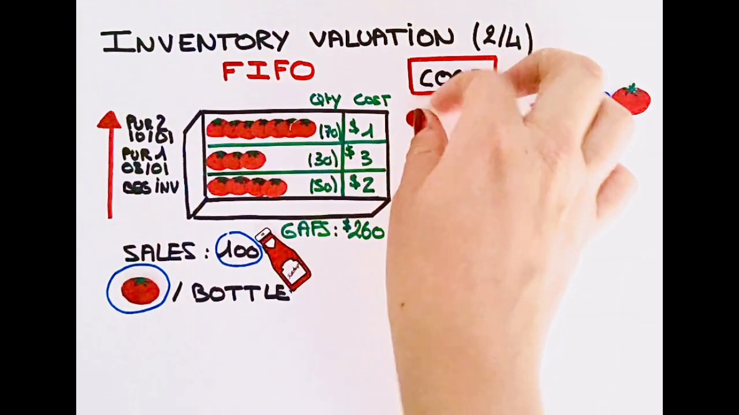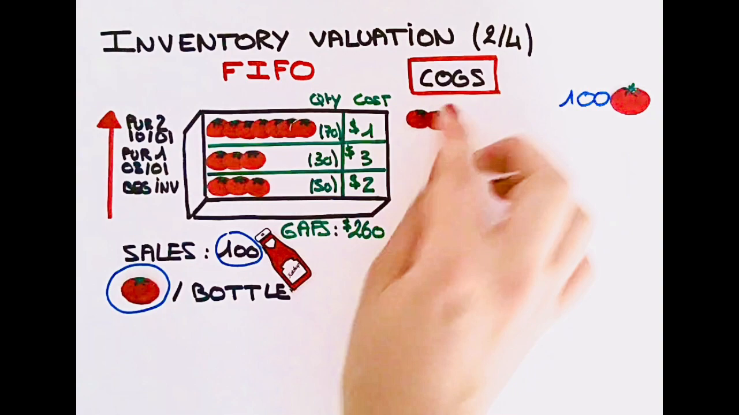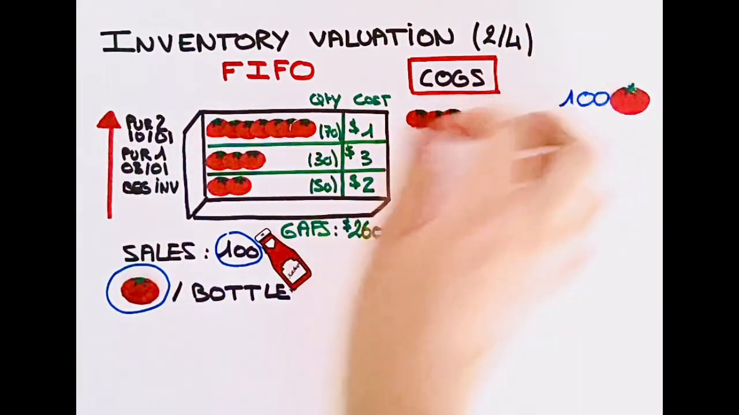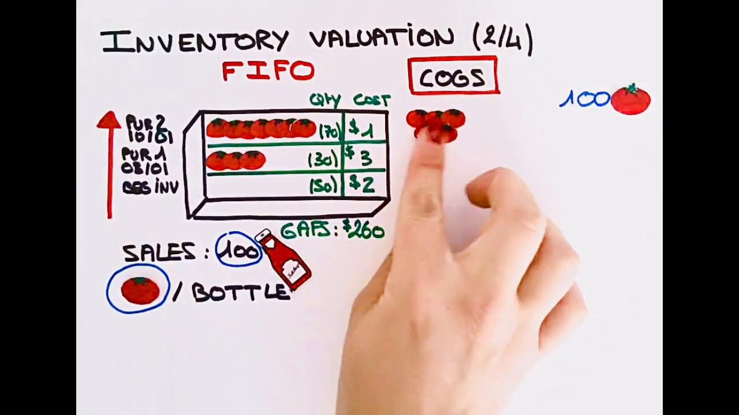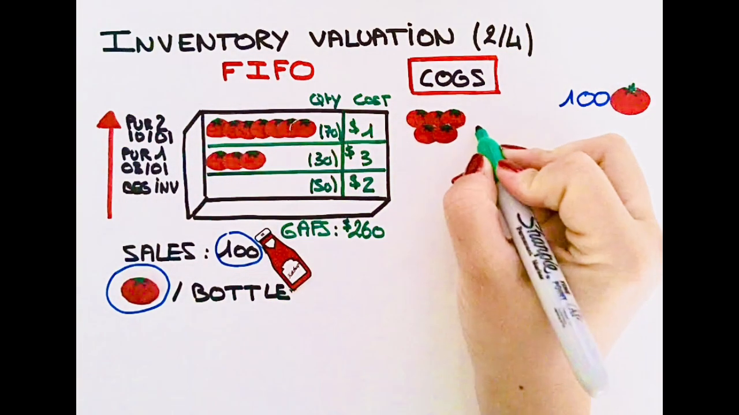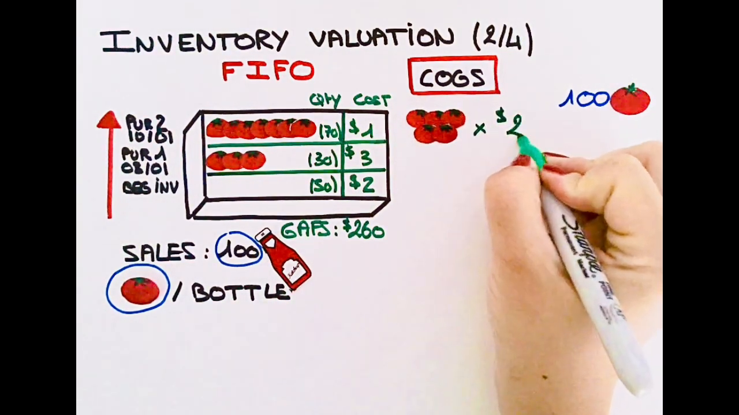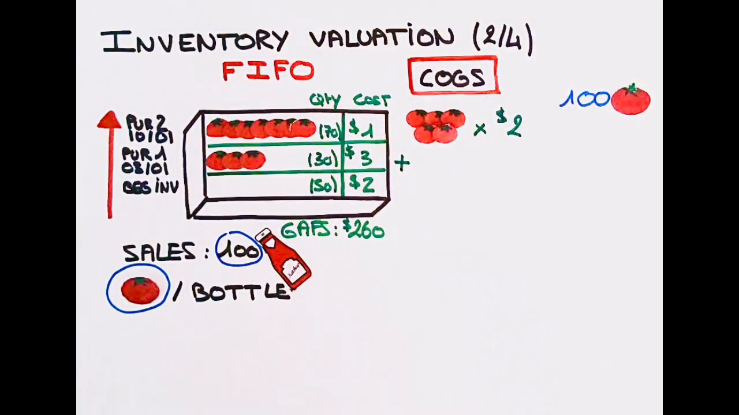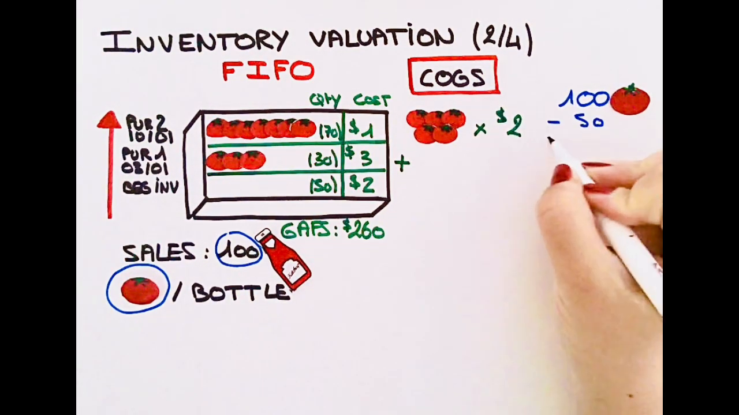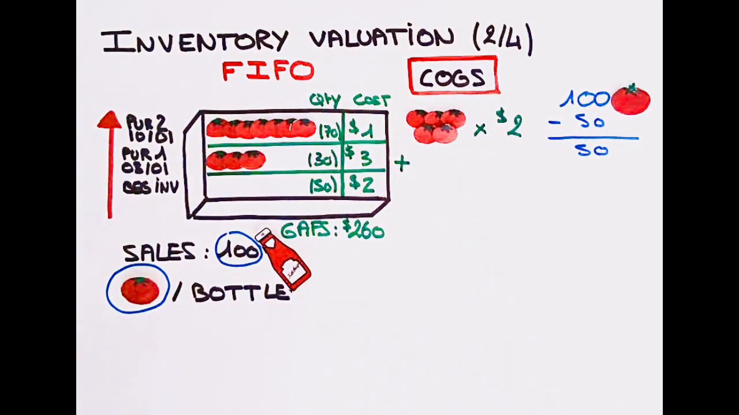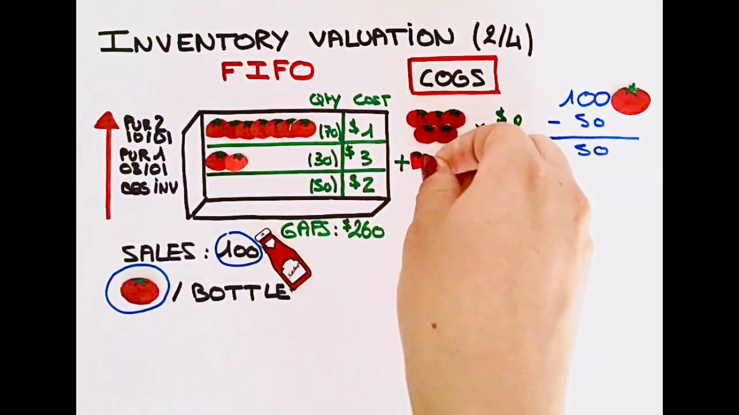Since we are using the first in, first out method, please take the maximum tomatoes that you can from your beginning inventory. You had 50 tomatoes that cost you $2 each. Now you can deduct those 50 tomatoes from the 100 that you initially needed. So you still need to find out the cost of 50 more tomatoes.